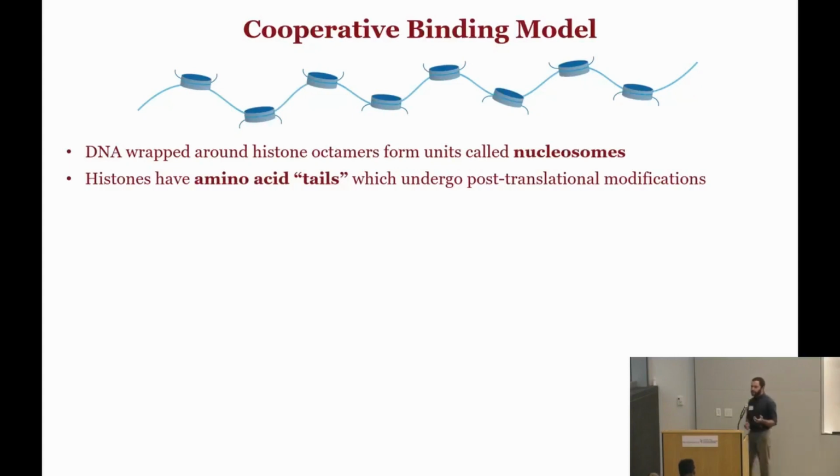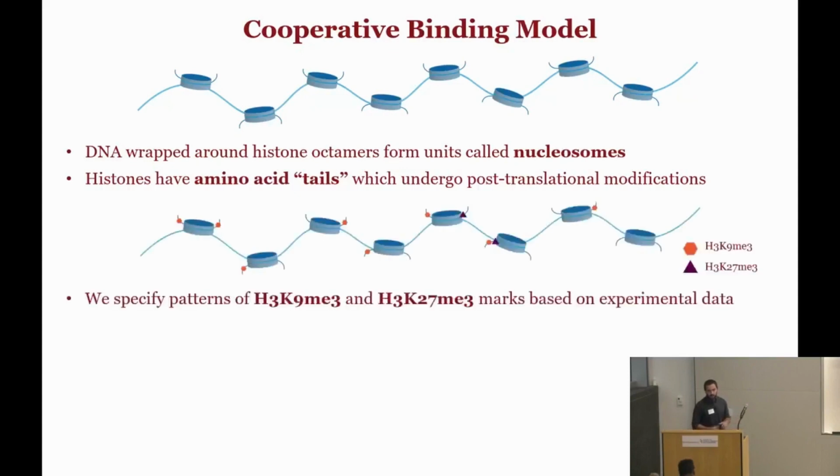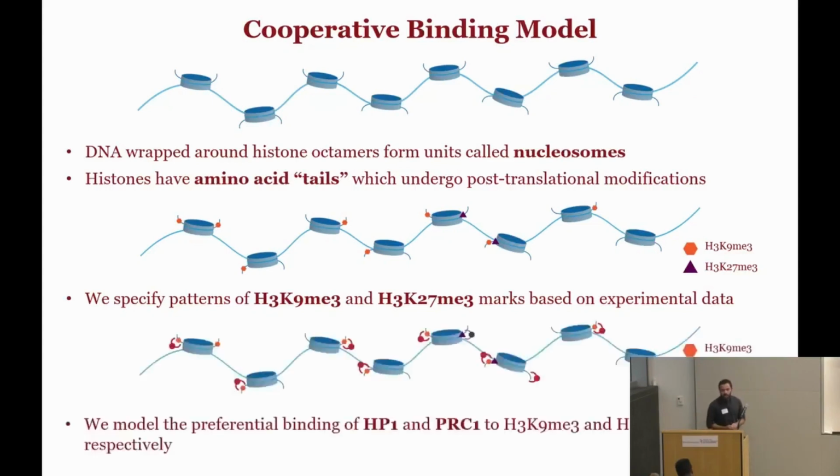And again, we begin with an array of nucleosomes with 2 histone tails on each. And this time we modify these histone tails with H3K9me3 and H3K27me3 marks. We do so based on ChIP-seq data instead of sampling from a distribution this time, since we have coarse-grained data equivalent to that of our model. And then we have our 2 reader proteins, HP1 and PRC1, which preferentially bind their respective marks.